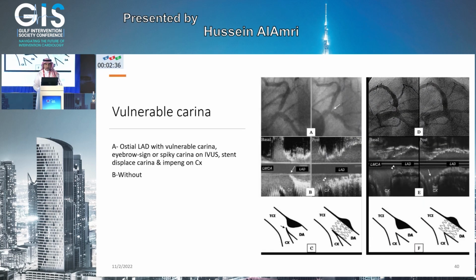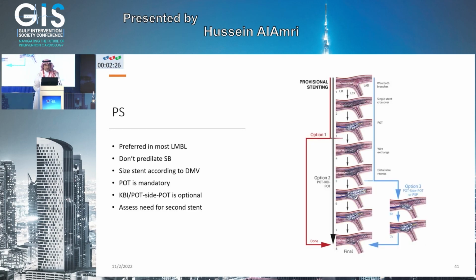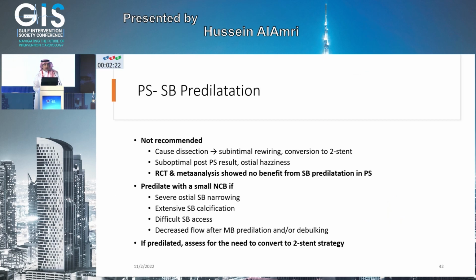With oblique or narrow angles, you have to be aware of vulnerable carina or spiky carina or eyebrow sign, which can lead to complications after stenting. You have to be familiar with your technique, how to do it. And remember that side branch pre-dilatation is not recommended. It may cause more complications than it will help you.